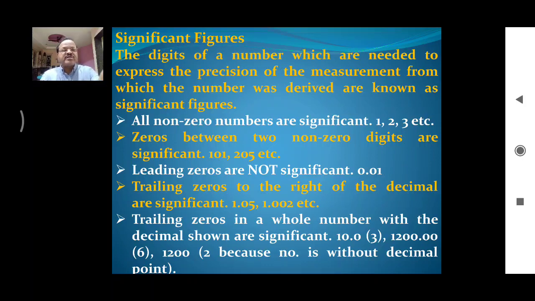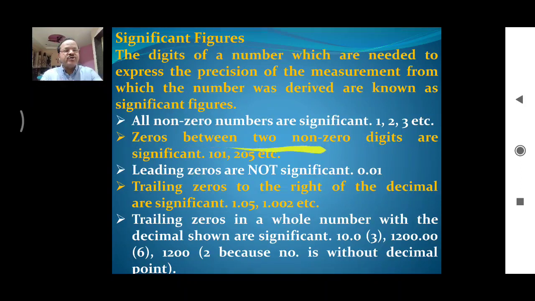So the first case, all non-zero numbers are significant. For example, 1, 2, 3. All these are non-zero figures and hence they are significant figures.